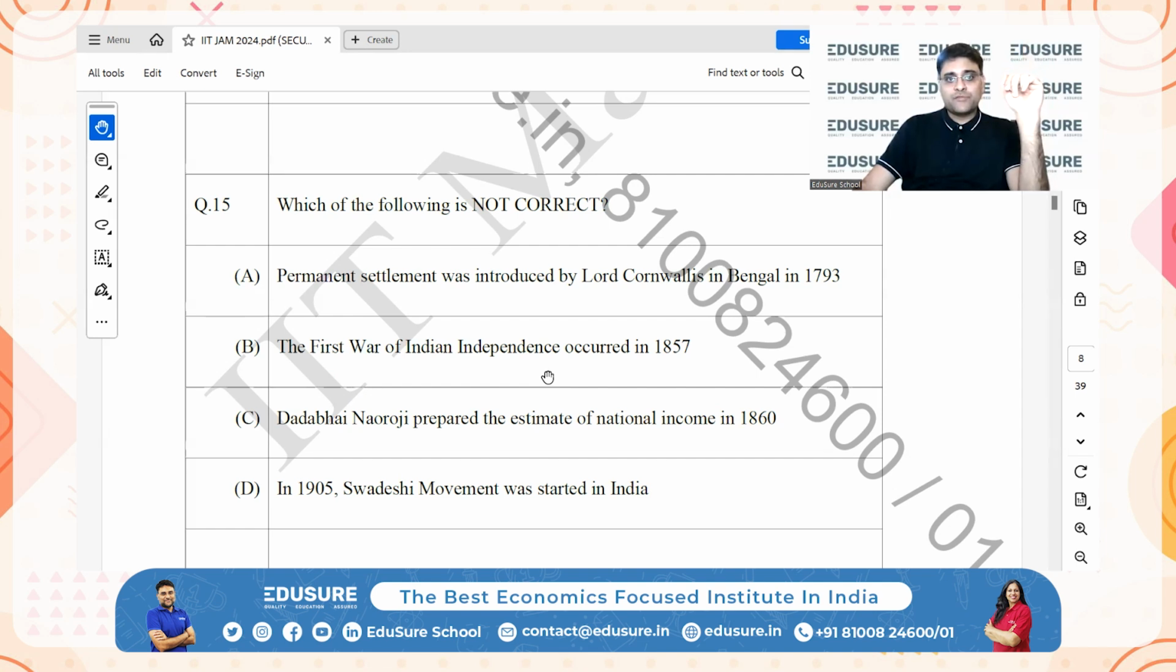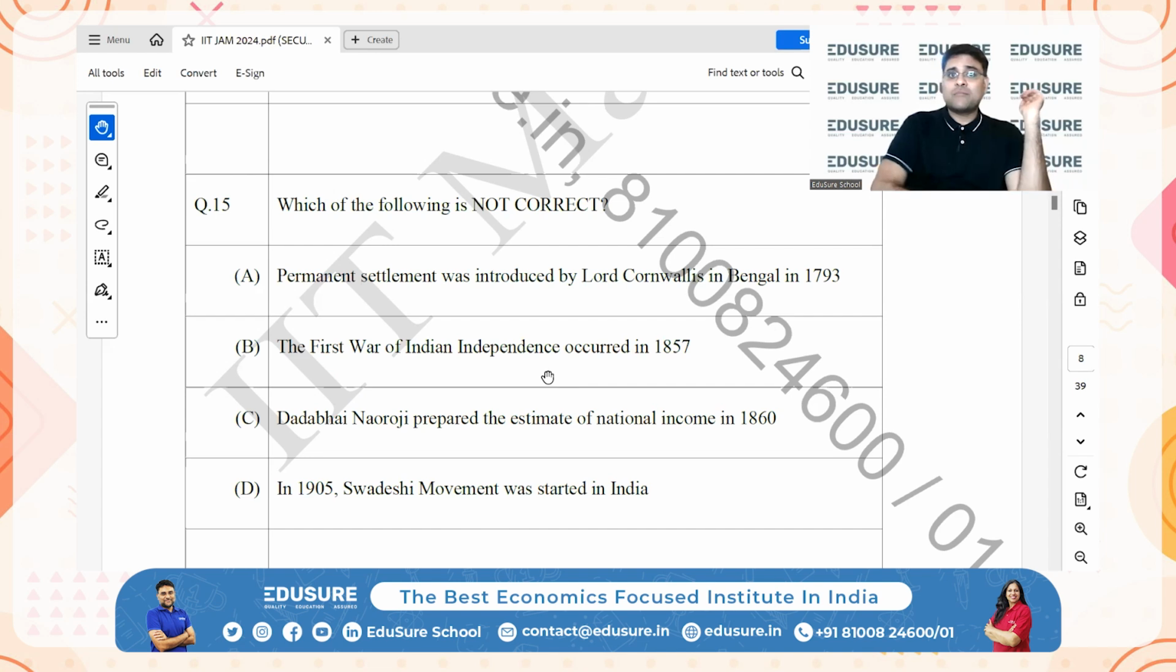Let's take a look at option B. The first war of Indian independence occurred in 1857. Okay. This statement B is also correct. The uprising of 1857 is often referred to as the first war of Indian independence.